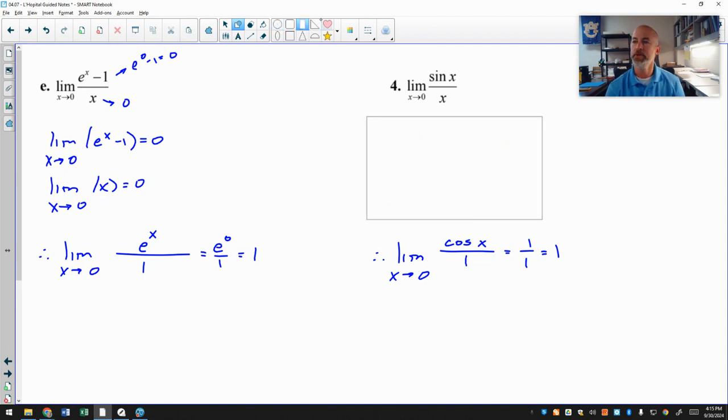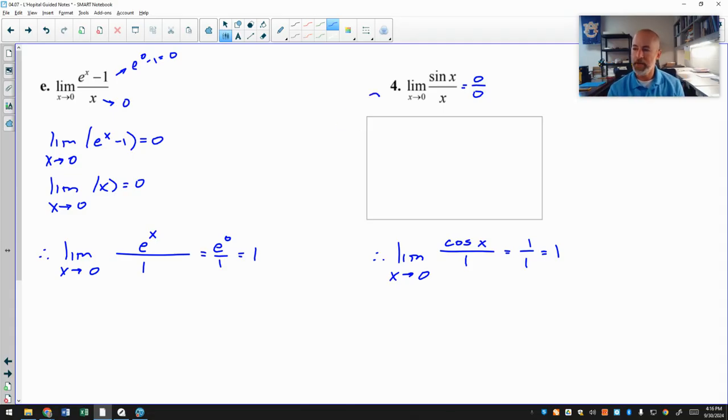And let's pretend we didn't do that. Let's say that I wanted to, in a free response situation, plug in 0. I said sine of 0 is 0, and 0 is 0. And I write that this limit is equal to 0 over 0. Okay, so in my mind, I'm thinking that's indeterminate. You can't have 0 over 0.